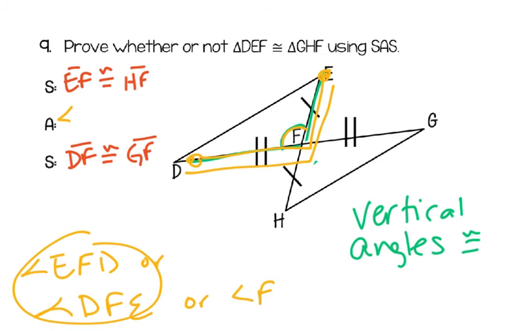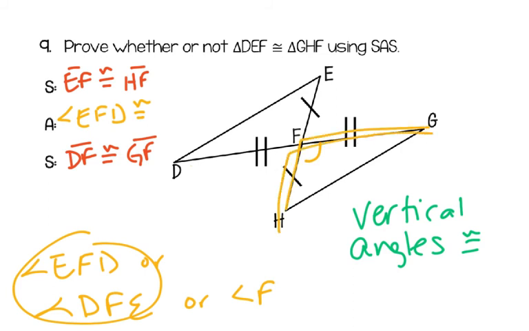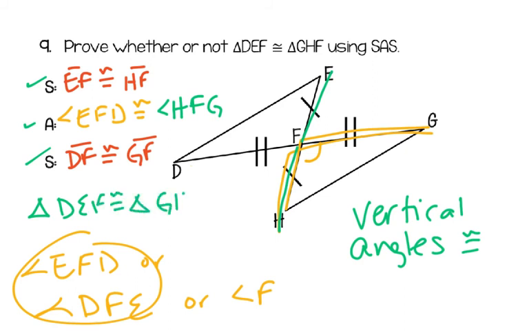So I'm going to have to say one of those two things. So I'm going to say angle EFD is congruent to, and so then in my other angle F, I can't say angle F, so I'm going to have to say either GFH or HFG. And so the question is, which one of those is correct? So since I went EF, I'm going to go HF because they go together. Okay, so I've proven a side, I've proven an angle in the middle, and I've proven a side. And so I'm going to say triangle DEF is congruent to triangle GHF by side, angle, side.